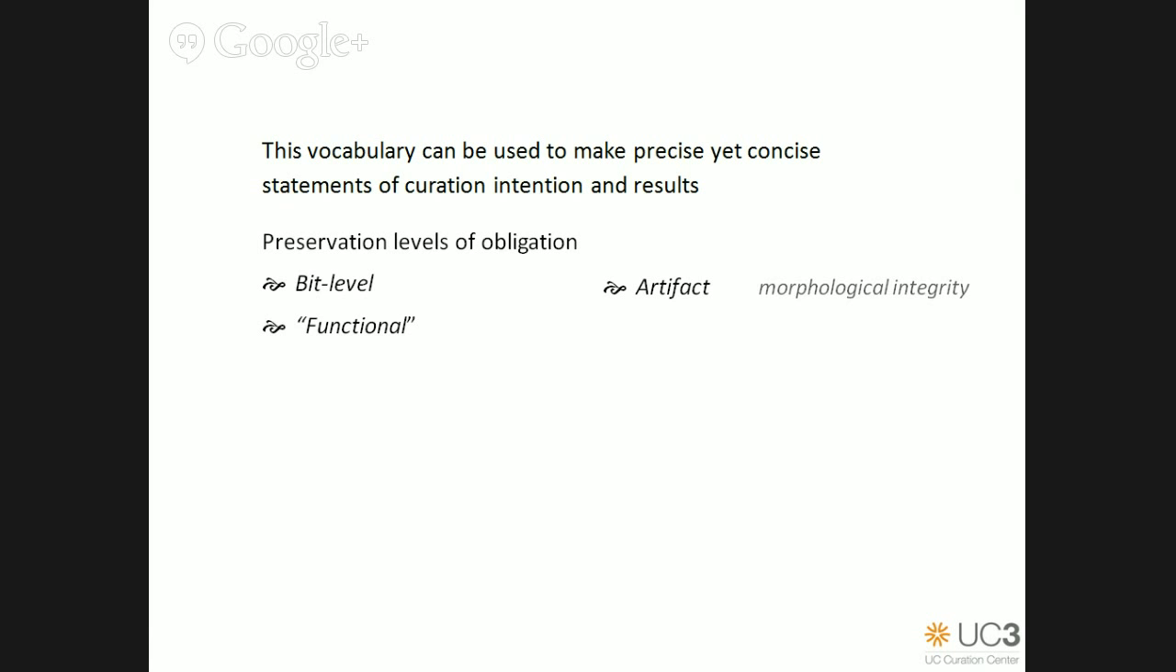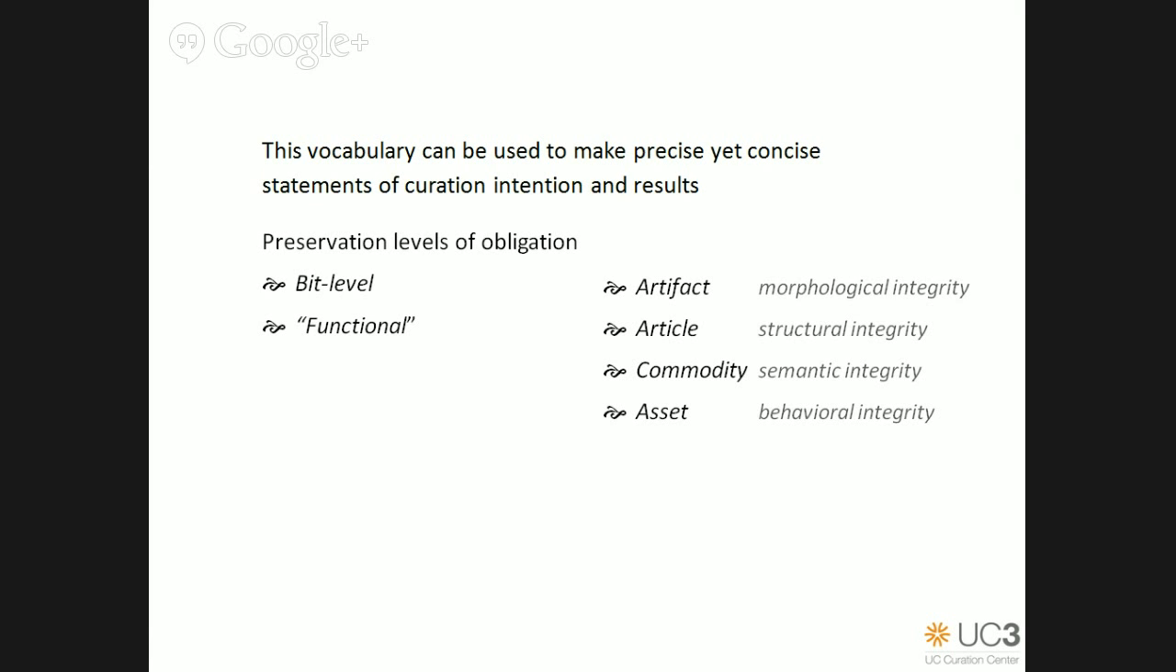If we try to translate this into the technical language that we're introducing in our SEP model, we can see that bit level preservation corresponds to questions of ensuring what I would call the morphological integrity of artifacts. And as we move up, we can see that we can accept an obligation, for example, with regard to structural integrity, semantic integrity, behavioral integrity, and now we have well-defined labels that we can attach to those things. So we can, in fact, make a much better statement of what it is that we're prepared to accept.